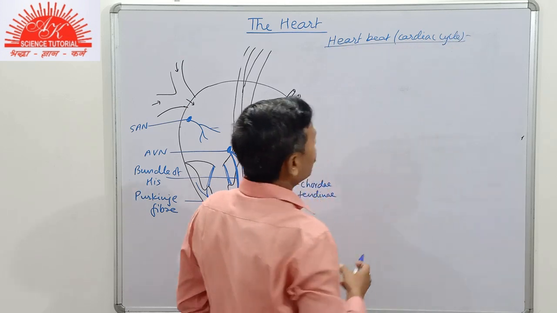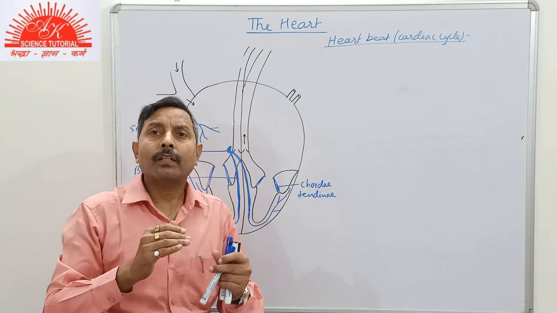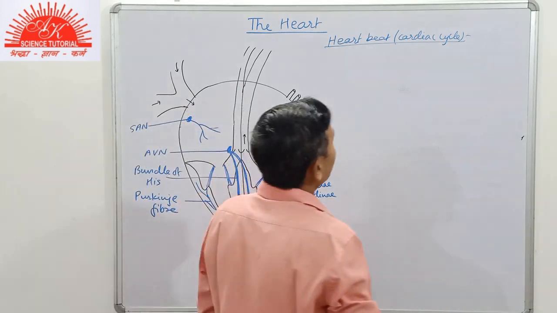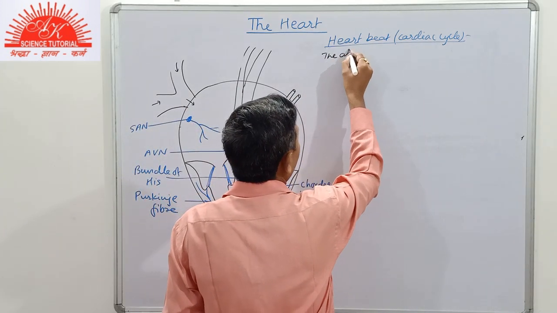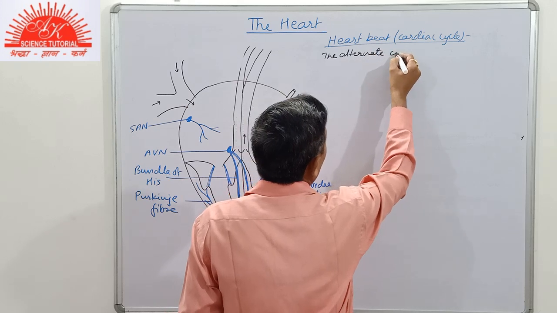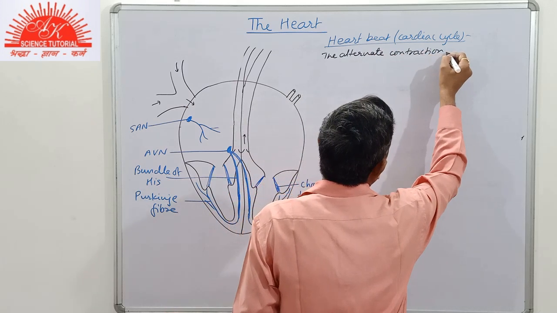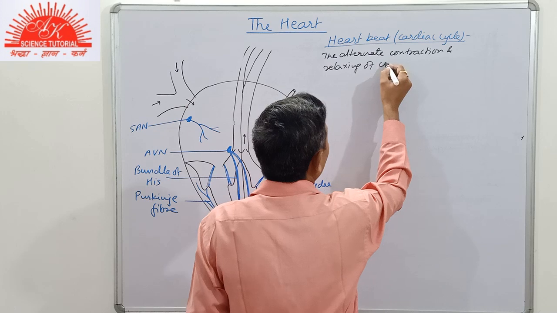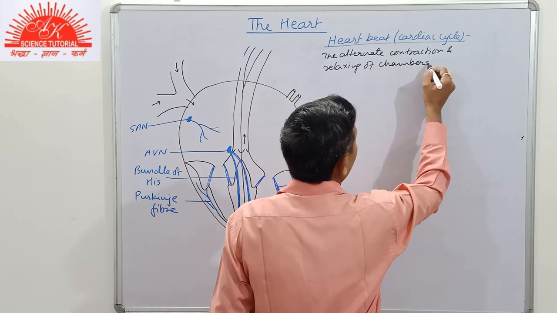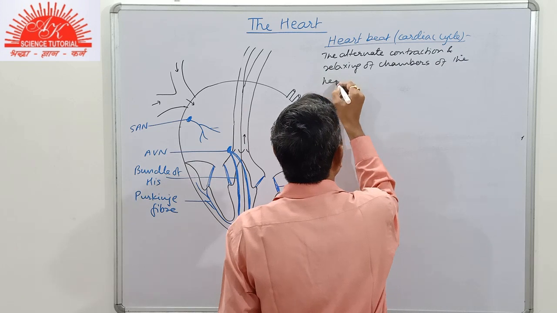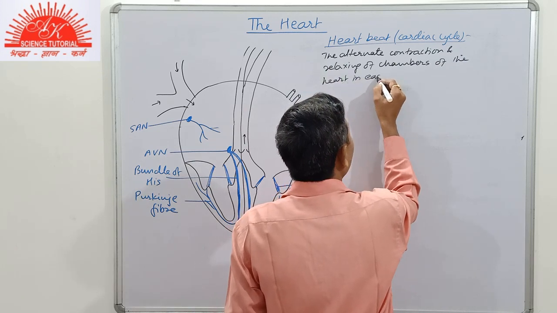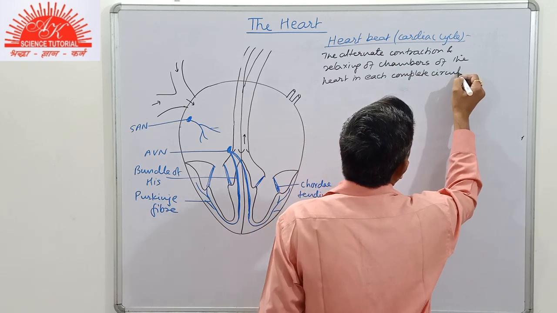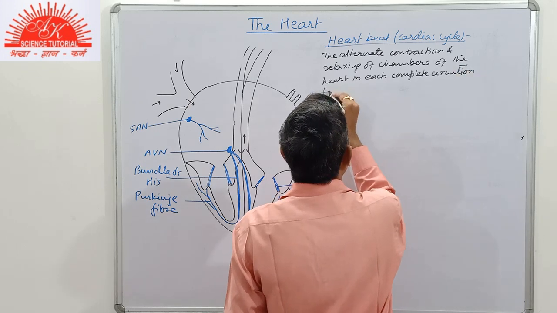Now we see that the chambers of the heart contract and relax alternately in each circulation. So we can write here, that is the alternate contraction and relaxing of chambers of the heart in each complete circulation form a heartbeat.